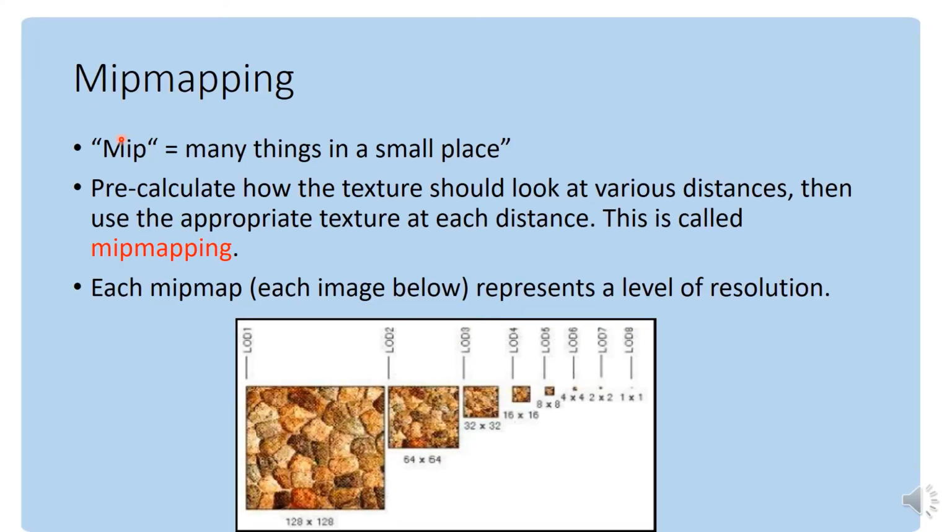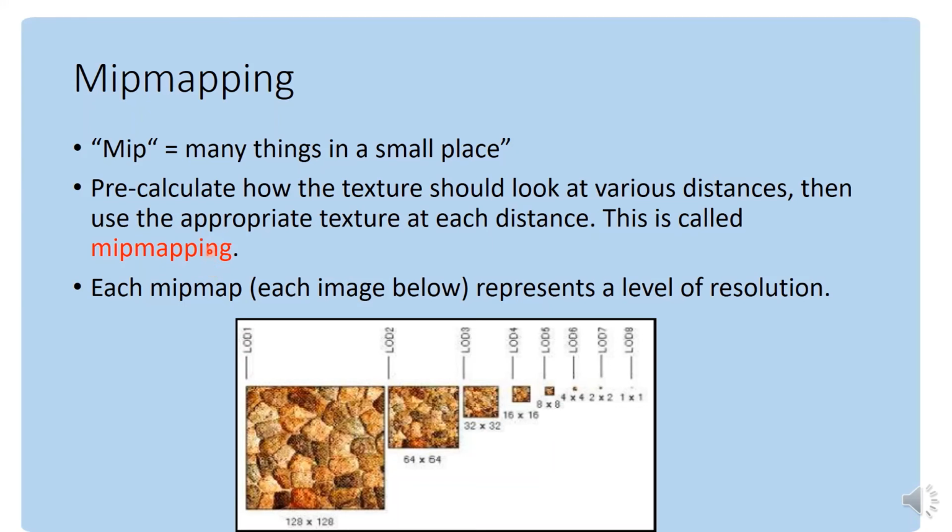What is MIP mapping? Basically, MIP refers to many things in a small place. So what is MIP mapping? MIP mapping is the process of pre-calculating how the texture should look at various distances, then using the appropriate texture at each distance. So this is the process of MIP mapping.